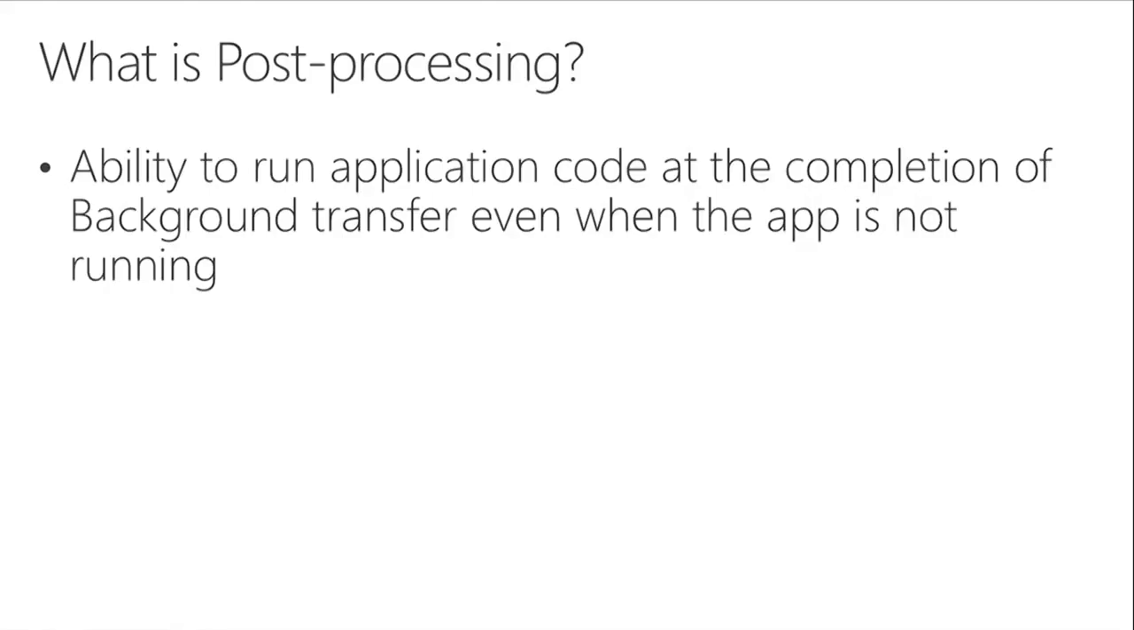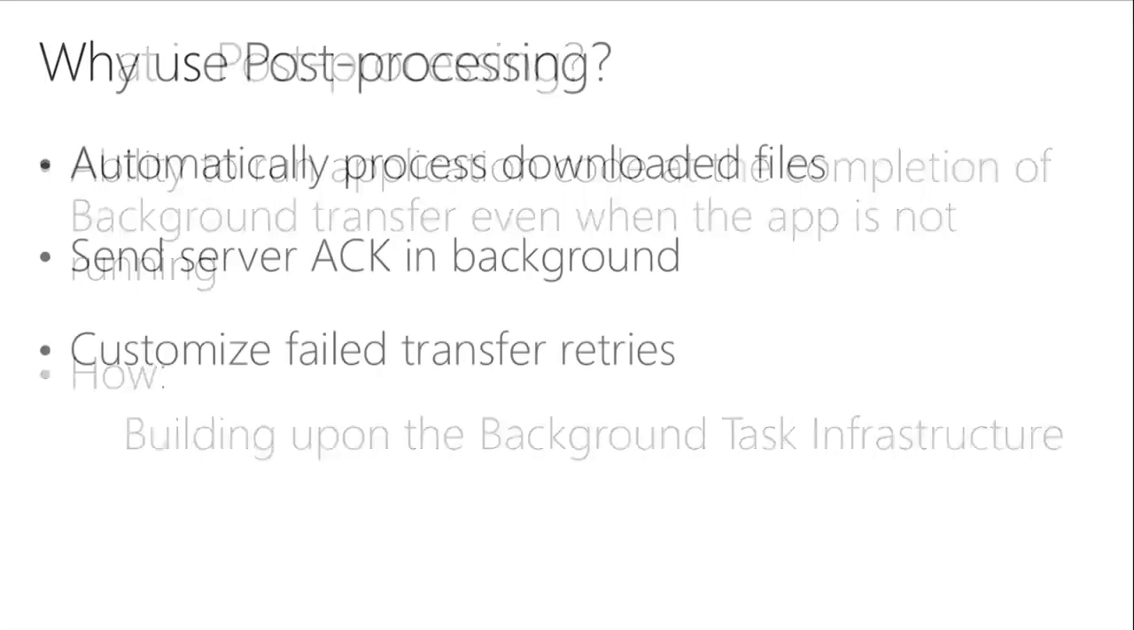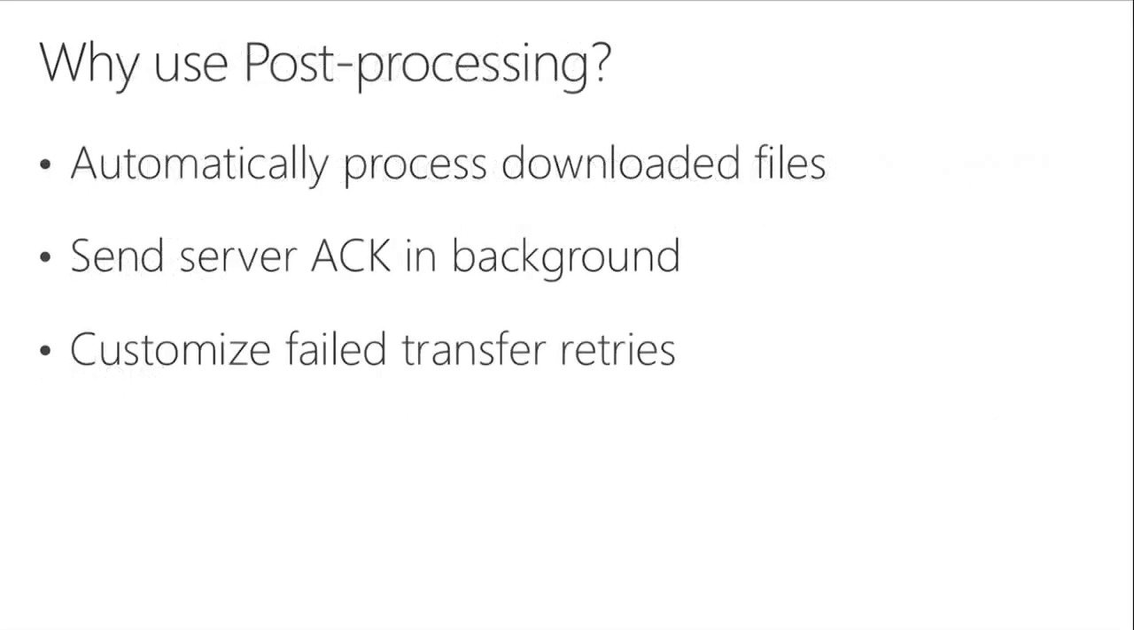So say you have a huge movie which you are downloading, and at the end of the download the app wants to do something which earlier it had to do only when the user was using the app. Now they can do it right at the end of the transfer, right at the end of the download. How do we do that? We are actually building upon the background task infrastructure, and I will delve a little bit more on that in the future slides. Okay. So what are the scenarios which background post-processing enables?